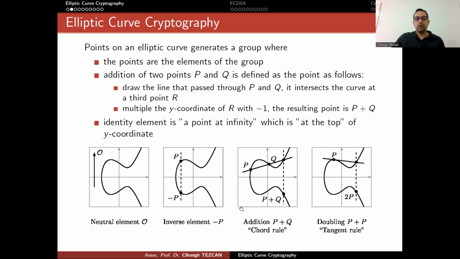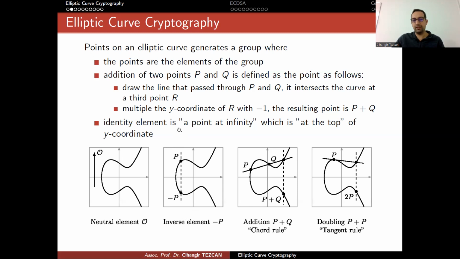So we say that the identity element is at infinity. So when you want to add the identity element, for instance, if you want to add the identity element to P, since it is somewhere at infinity, like at the top of the y coordinate, you draw the line with P and that point. So you draw a vertical line.